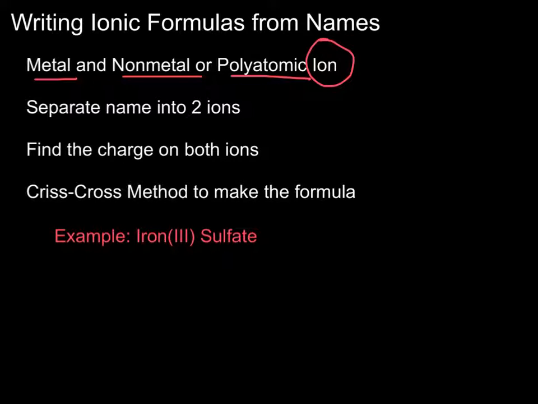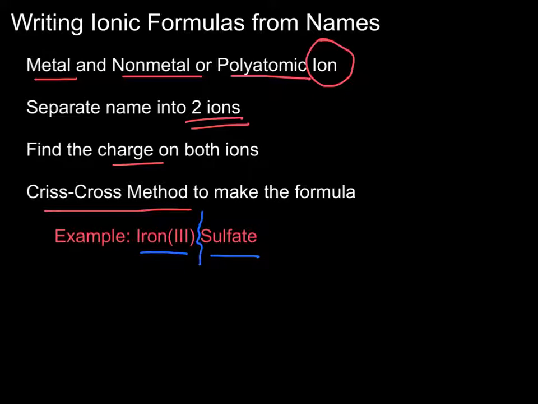So what we're going to do is take the name and separate it into the two ions that make up the compound. We'll find the charge on both of the ions, and then we'll use our crisscross method to write the formula. So for example, if we're given iron 3 sulfate, we're going to break this up into our two ions. So I have iron 3 and I have sulfate.